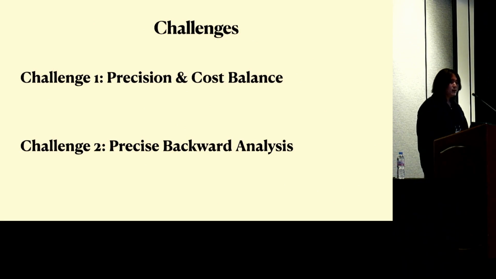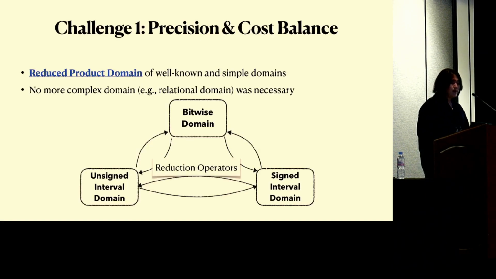To realize the synergy between forward and backward analysis, we need to address two challenges. First, we must find a good balance between the precision and the scalability of the analysis. Second, the backward analysis must be precise enough to derive useful preconditions for pruning. To address the first challenge, we combined several well-known and simpler domains into a reduced product domain. They are the bitwise domain and two interval domains. In addition, we found that using this domain, we could achieve sufficient synthesis performance without the need for more complex domains such as the relational domain.